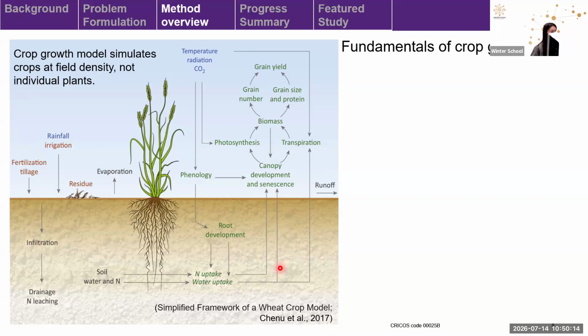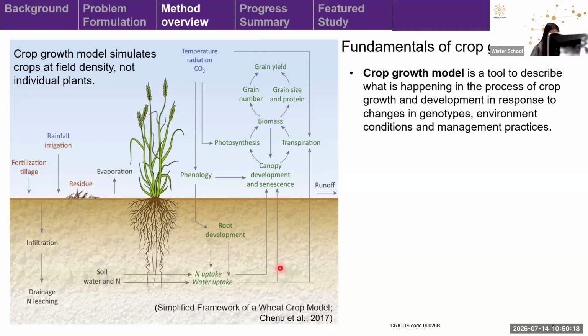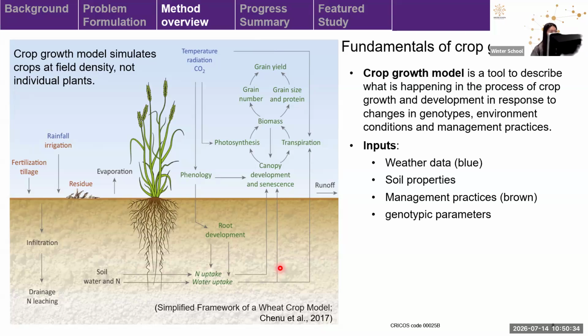The first one is the crop growth model. So what's the crop growth model? The crop growth model is a tool to describe what's happening in the process of crop growth and development in response to changes in the genotype, environment, and management practice. And usually a classic model typically includes 4 types of input.